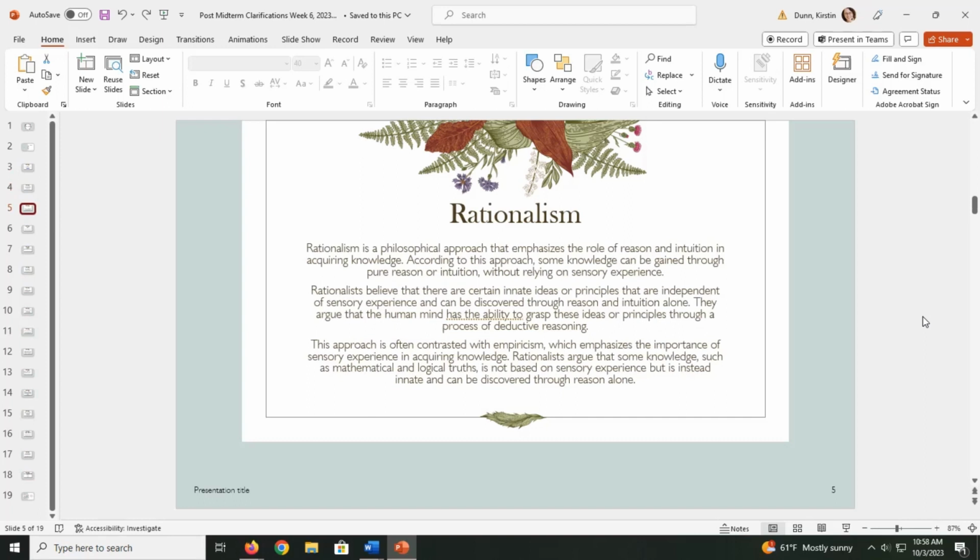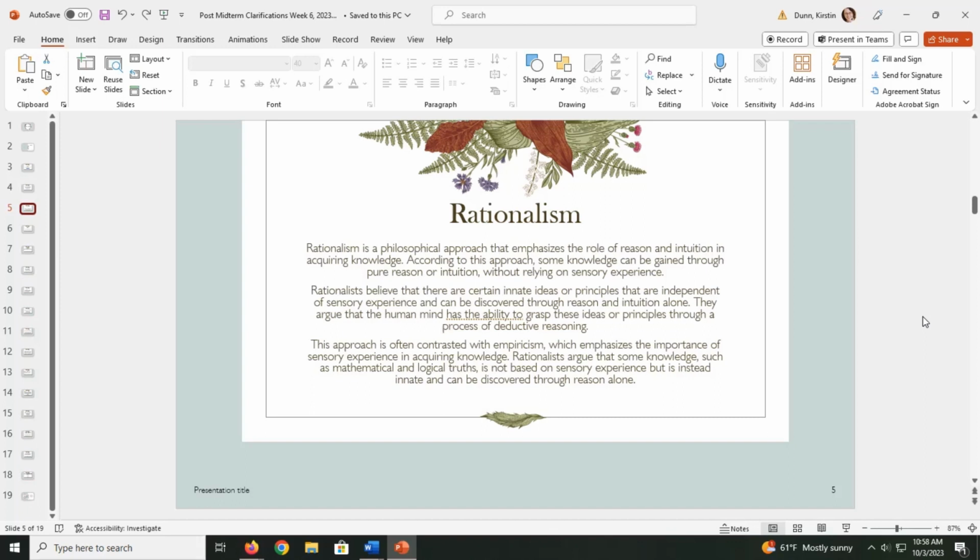Rationalism is a philosophical approach that emphasizes the role of reason and intuition in acquiring knowledge. According to this approach, some knowledge can be gained through pure reason or intuition without relying on sensory experience. Rationalists believe that there are certain innate ideas or principles that are independent of sensory experience and can be discovered through reason and intuition alone.